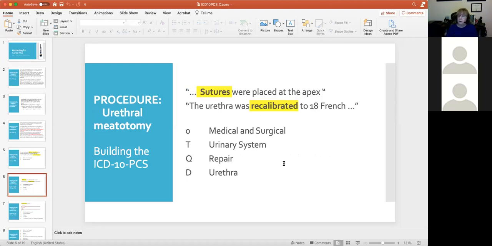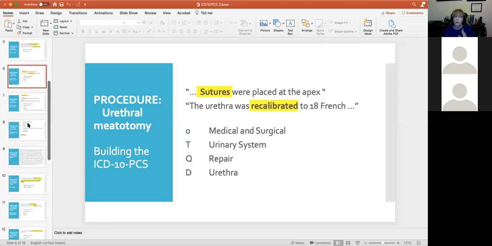We know it's the medical surgical section, the urinary system. The root operation was to repair a part of the urinary system. Which specific part of the urinary system? The urethra. Okay? Does that make sense to you or no? I'm slowly getting it. Okay, we can slow down. I came on a little late, so. Okay, well, that's good. We have 2 more case studies to do after this, so it's okay. And it's all a learning process.